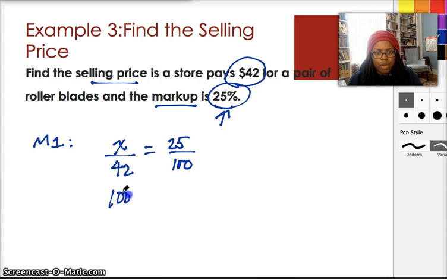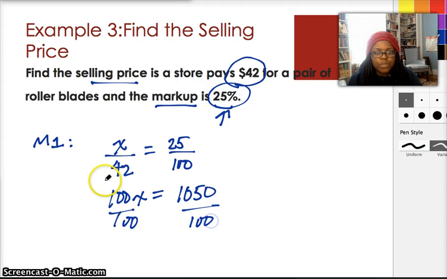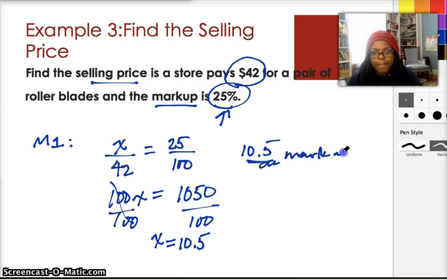I'm going to just go straight away and do exactly the way we do this here. 25 times that is going to be 1,050. I think that's right. And then I'm going to divide both sides by 100. And when I do that, I get that x is equal to 10.5. So right now it looks like $10.50 is being added onto the original price. So 10.5 is the markup amount, right?